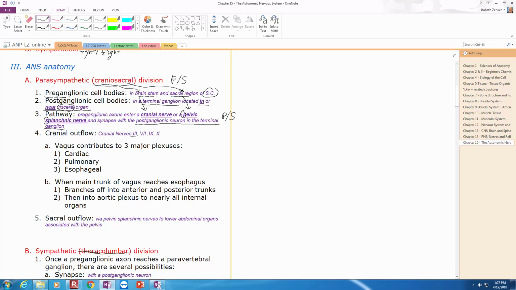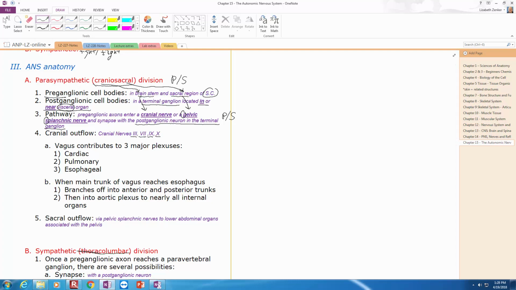We have cranial nerve 3. Do you guys remember what its name was? Aside from the Roman numeral, it was oculomotor. And then we have 7 is facial. And then 9, you guys know what 9 is? Glossopharyngeal, thank you. And then we have the last one, X marks the spot. Vagus, baby. All right, vagus.